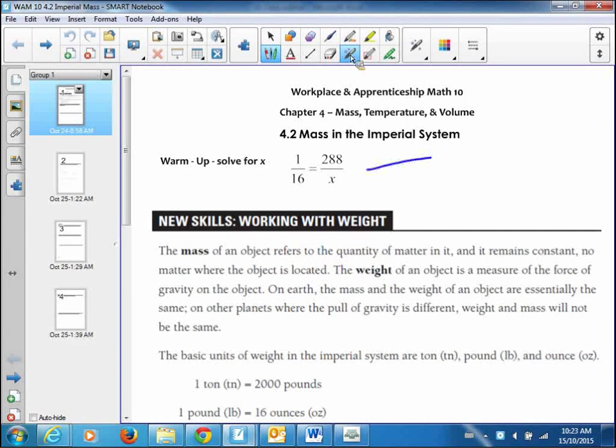To solve for that x, cross multiply 16 times 288. Divide by 1. That's expected to do in any section, workplace 10 or 20, pretty much it comes up. When we do that, you got your calculator handy?